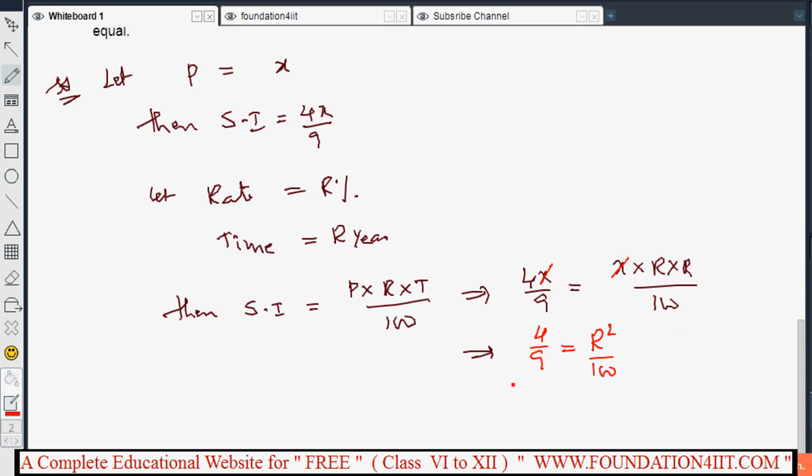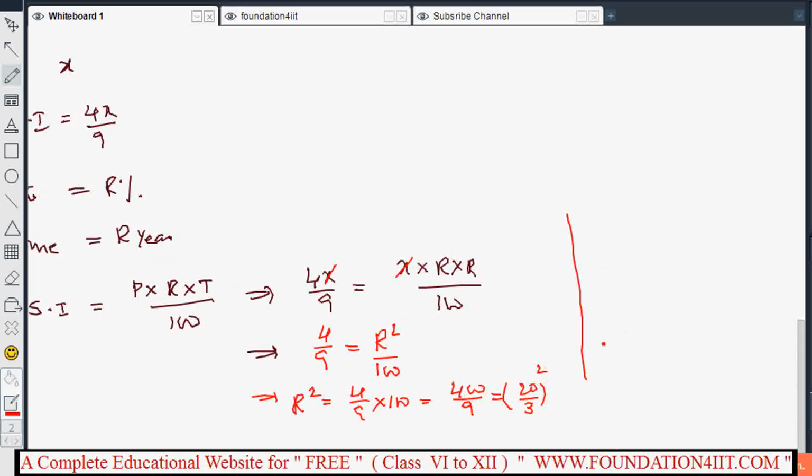Now from this, r square is equal to 4 by 9 into 100. This you can write as 400 by 9. So 400 by 9 is nothing but 20 by 3 whole square. So r square is 20 by 3 whole square. Then r is equal to 20 by 3. So from this, r is equal to 20 by 3, which is 6 2 by 3. So rate of interest is 6 2 by 3%. At the same time, time is equal to 6 2 by 3 years.